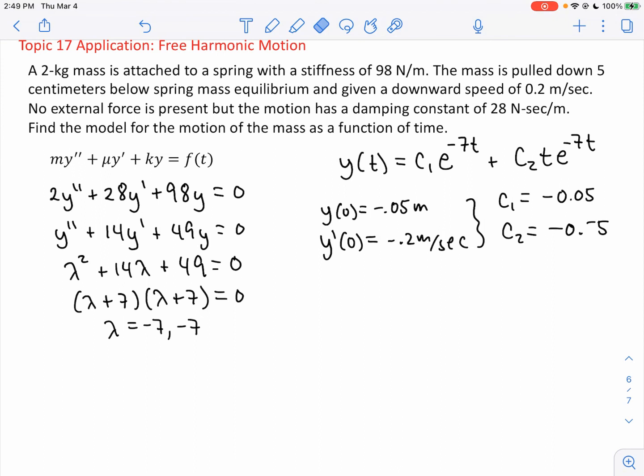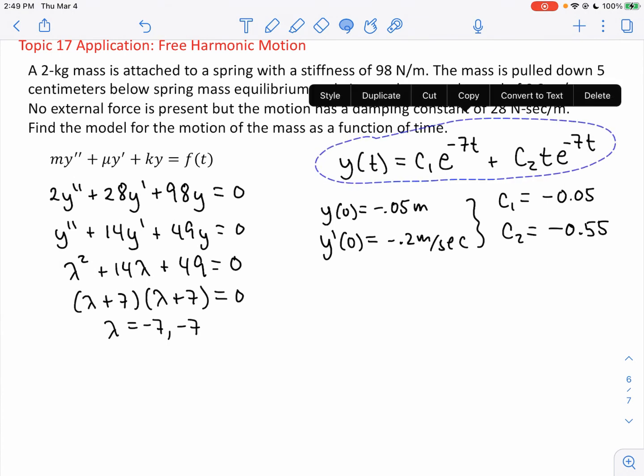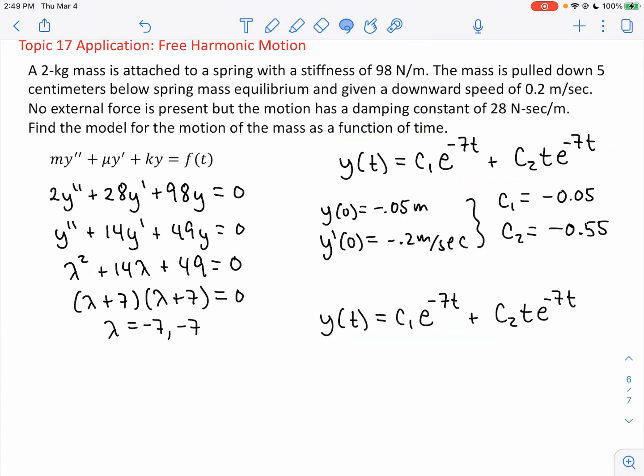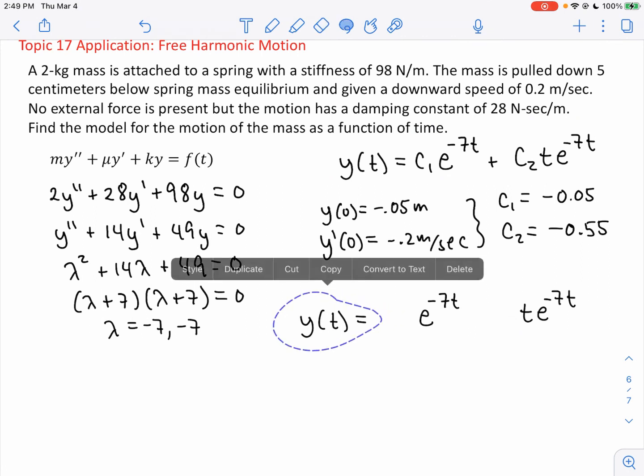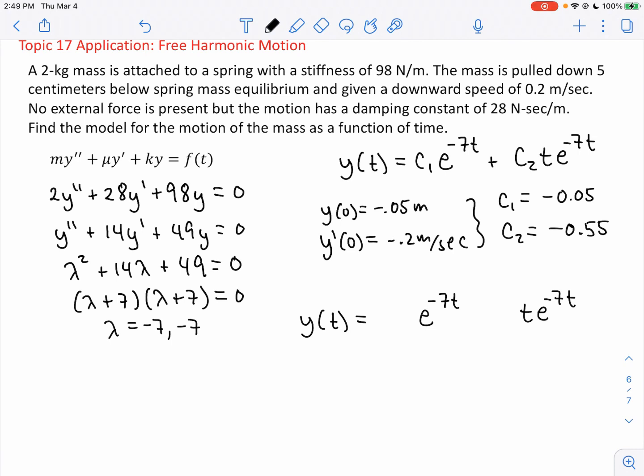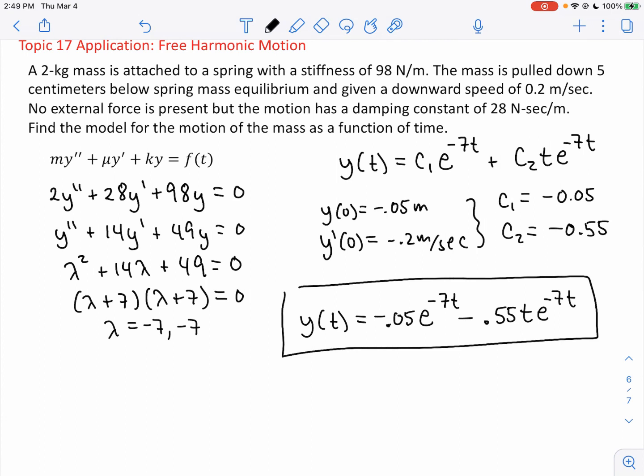Feel free to pause the video and do that work to confirm that you get this or not. So then our solution, go ahead and erase these constants. Drag this over slightly. So C1 is going to be -0.05 and C2 is -0.55. And I don't ask for a period or amplitude for this case either. Notice we don't even have sines and cosines anymore in our solution. That's interesting. Let's see what this looks like when graphed.